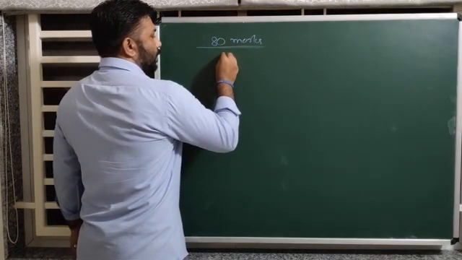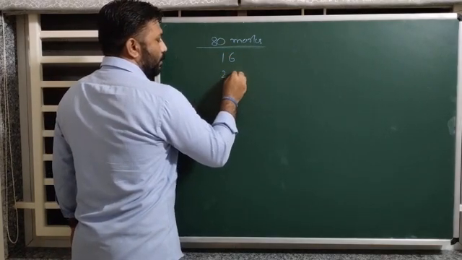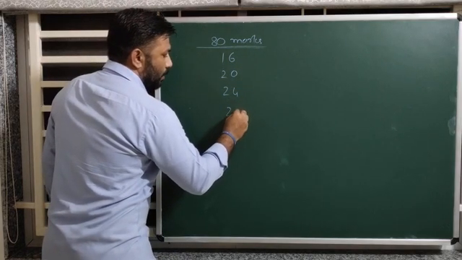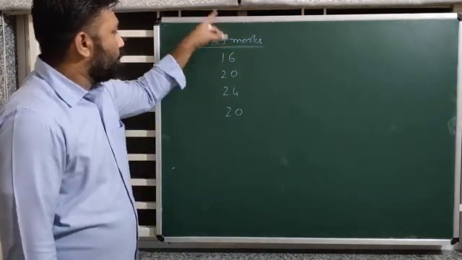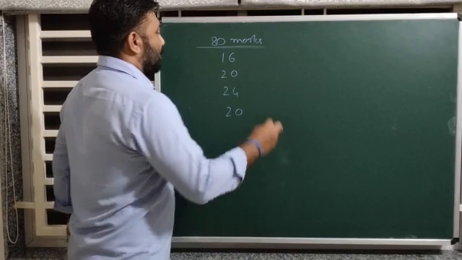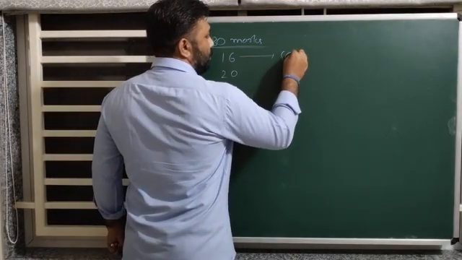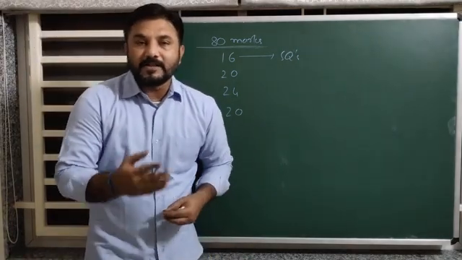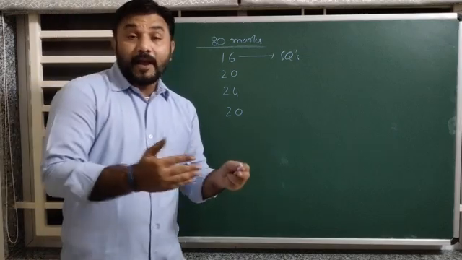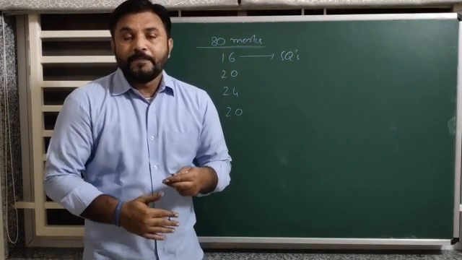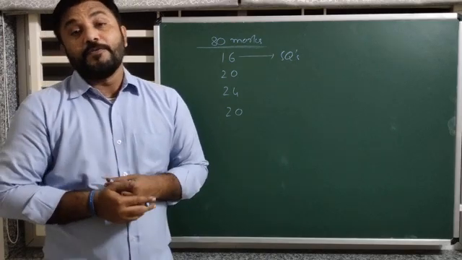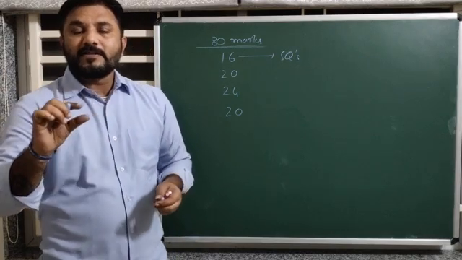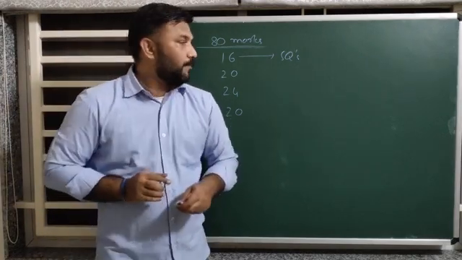That is 16, 20, 24 and again 20. So total 80 marks, right? 16 marks carry short questions. Short questions means there will be definition, there will be law, there will be blank, there will be MCQ, right? So in a short question you have to write a few things, meaning a one line statement will be there as an answer, right?